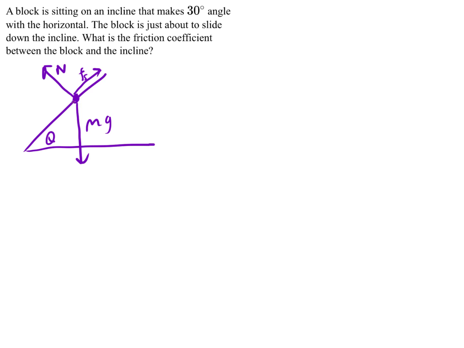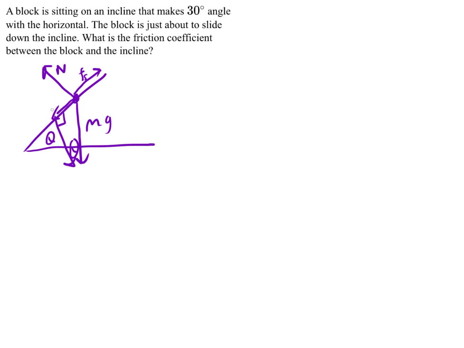And this can be split into a component that's actually parallel to the ramp, and a component that is perpendicular to the ramp. So these two will form a right angle. I know this is not the best drawing, but it's a general idea. And then this angle will be theta here.